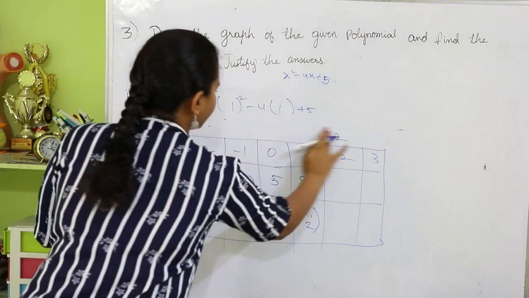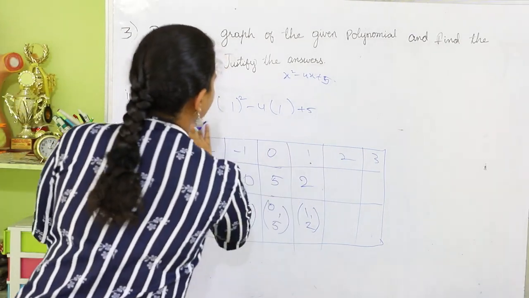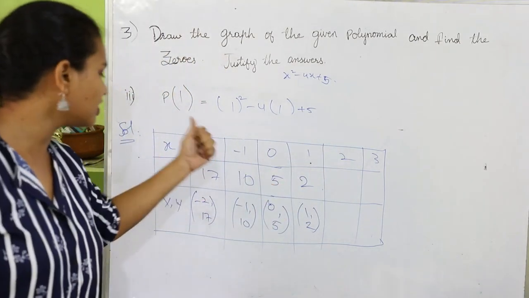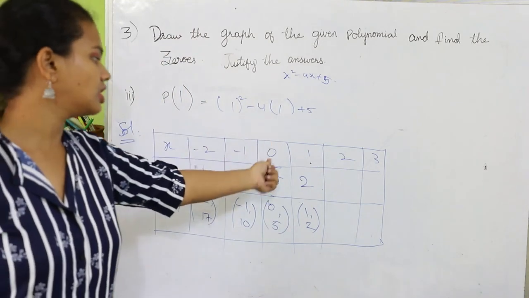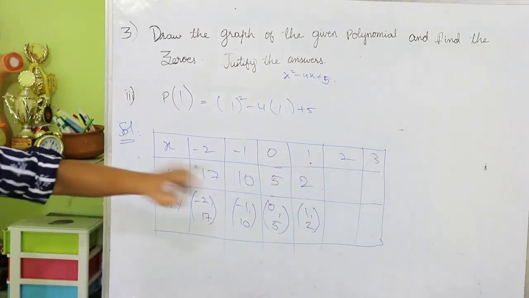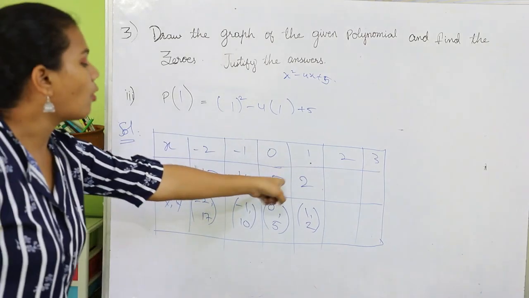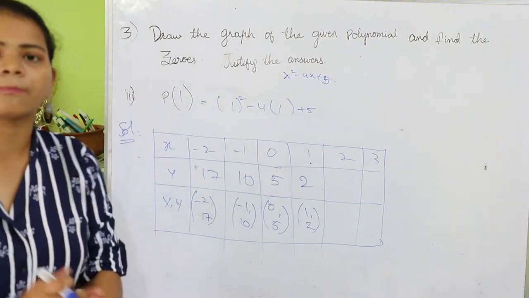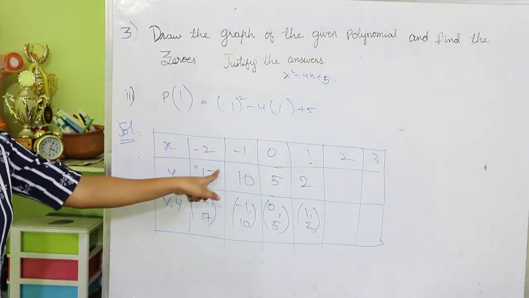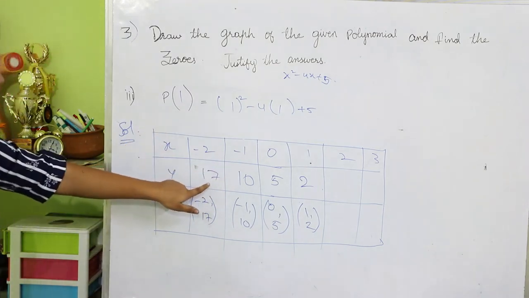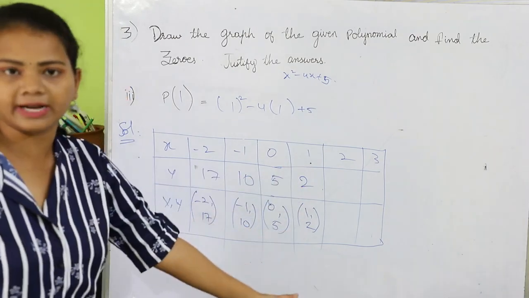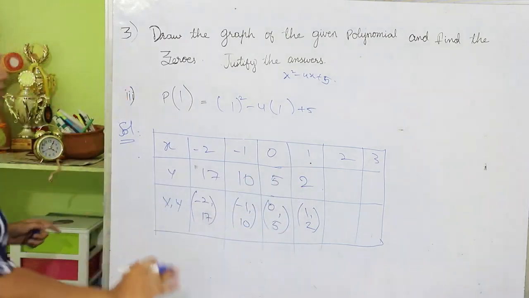Let me go for the next one. Because the x value is either minus 2, minus 1, 0, 1, 2 or 3, for any of these values we won't get 0. 0 is not possible. If you look over here, I am getting 17, 10, 5, 2. We are not getting 0 value, right? So we will not be getting zeros for this given one.